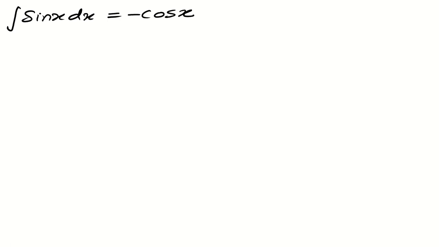Minus cos x. Whatever formula I am writing here, you can verify by differentiating the right hand side, and you must get the left hand side. If you differentiate cos x, you get minus sin x. So if you differentiate minus cos x, you get plus sin x. So whenever I write any formula, if you want to verify, just differentiate the right hand side, and you must get the left hand side.